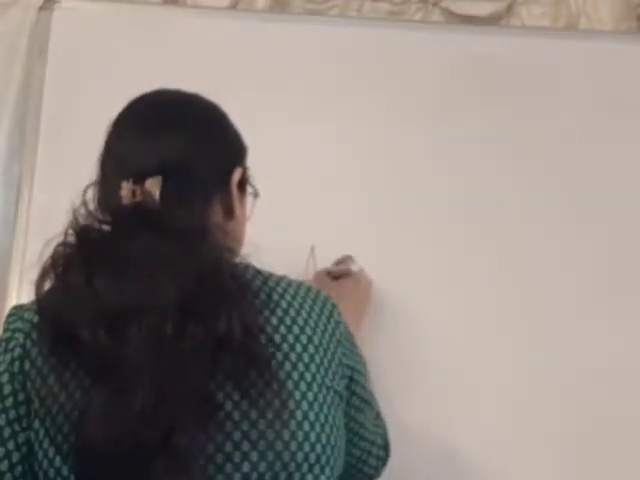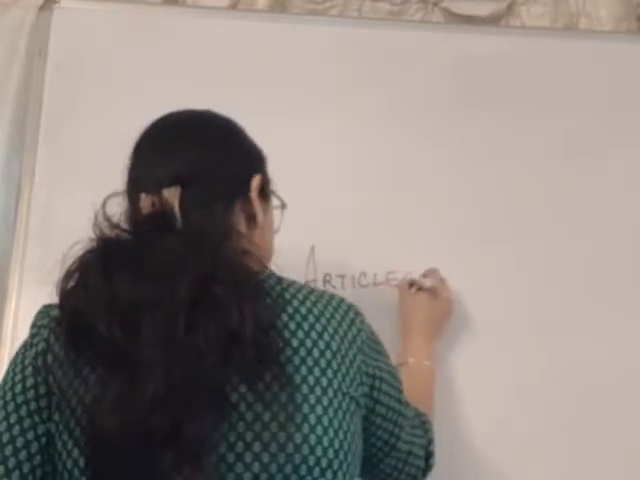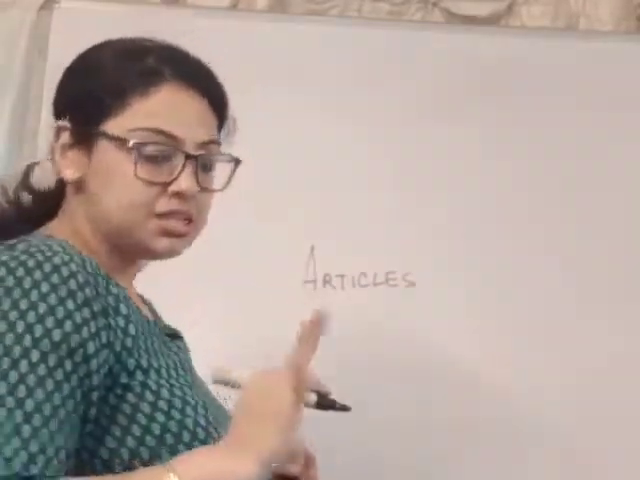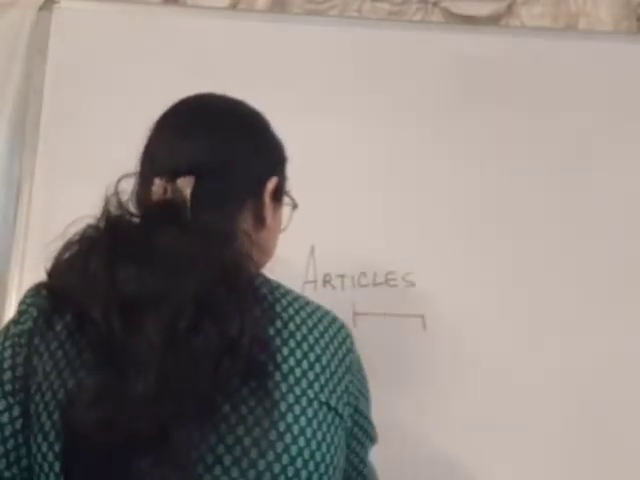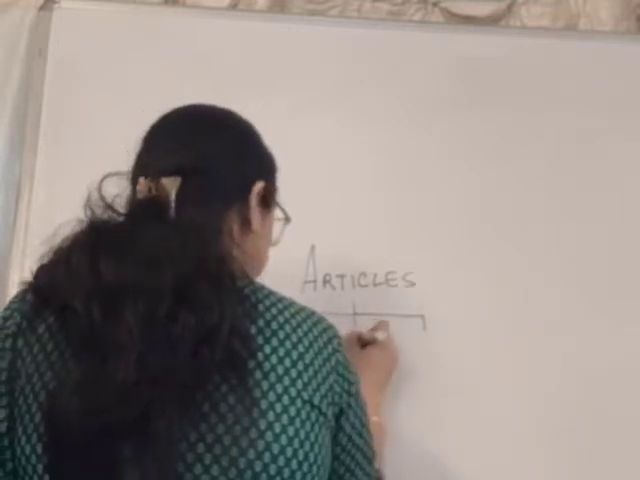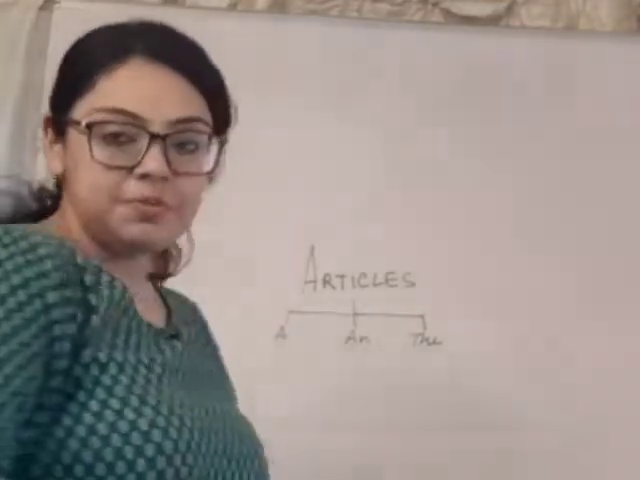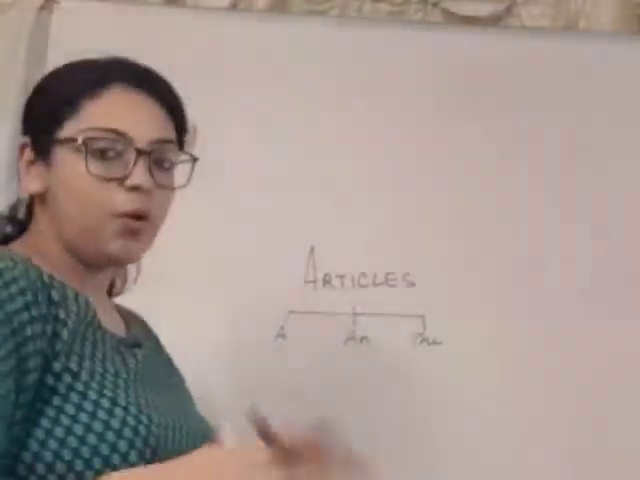So today our topic for discussion is articles. As we have learned in school, the three basic articles are a, an, and the. Before I move on to the topic in detail, I'm going to give you a basic overview of what these three are.